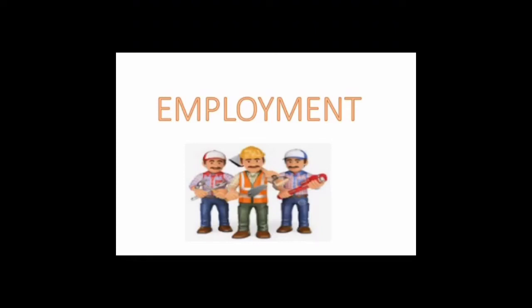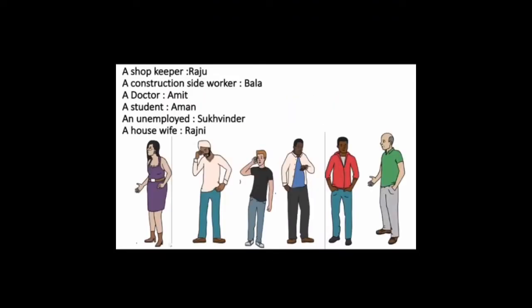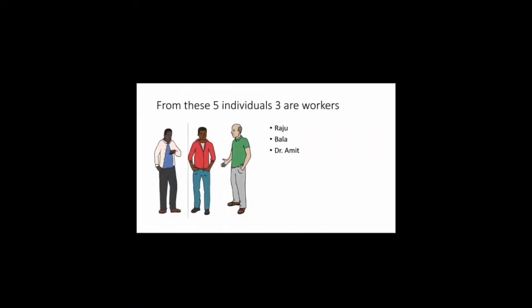Good morning, students. Today we are going to start the chapter Employment. First, let us take an example. This example will help us understand who are actually employed. One shopkeeper, Raju, a construction worker, Bala, a doctor, Amit, a student, Aman, an unemployed, Sukhvinder, and a housewife, Rajni. Out of these, can you identify who all are employed?